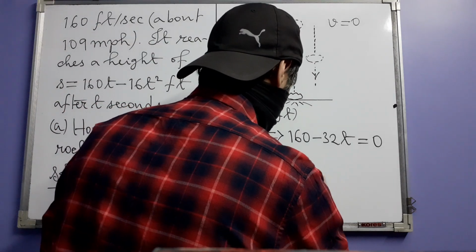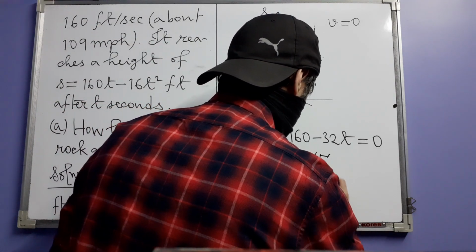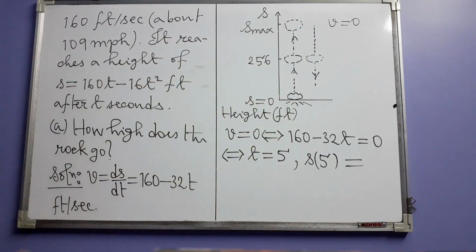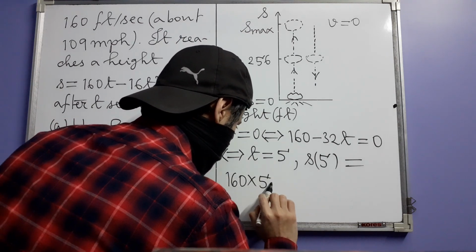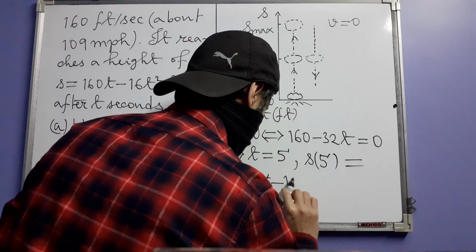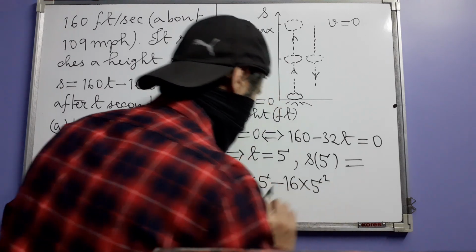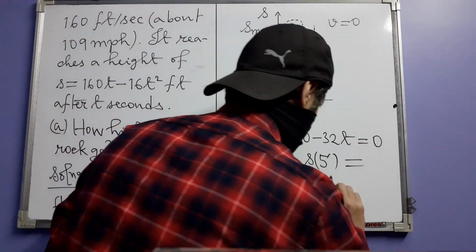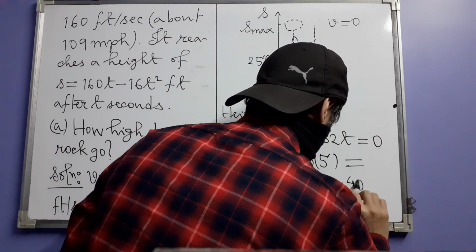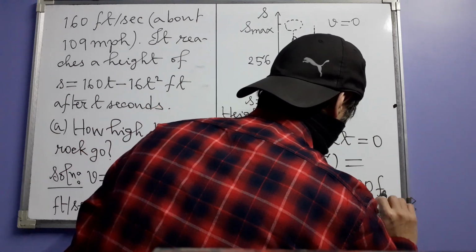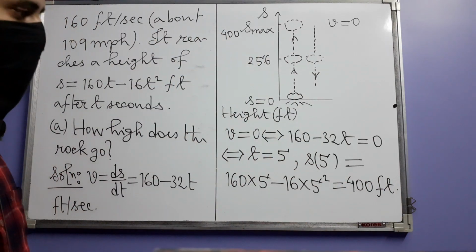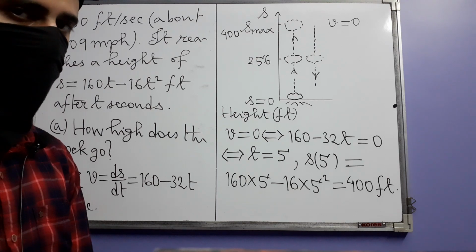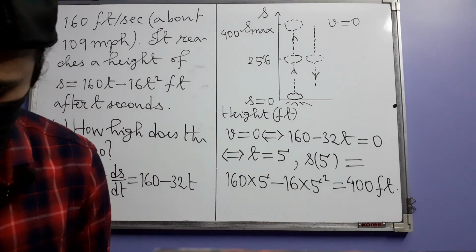So, we now have to calculate just S of 5. So, S of 5 means here put 5 in place of t. Minus 16 times 5 square. If you do this calculation, you will see that you are getting 400. So, 400 feet is the maximum height the rock will reach. Alright. So, that is part A.